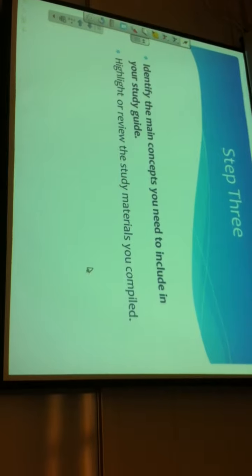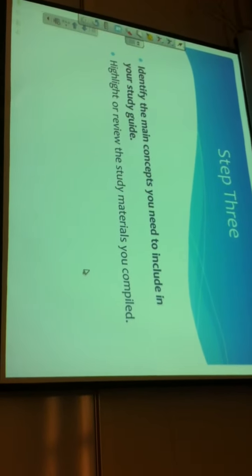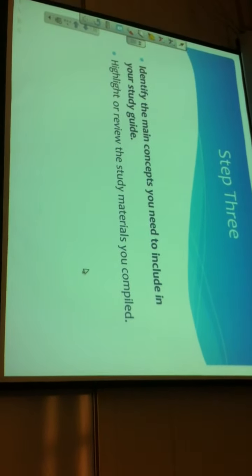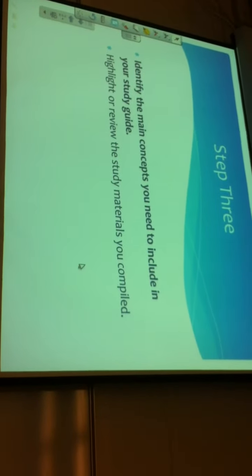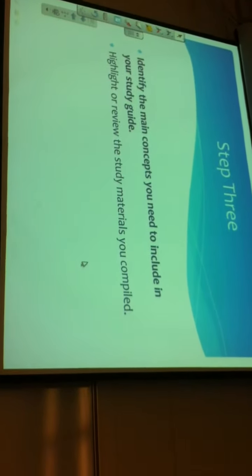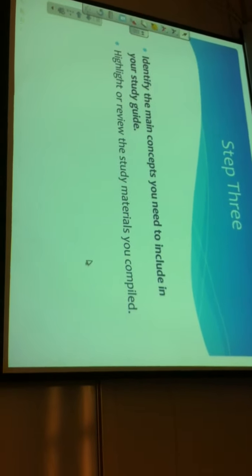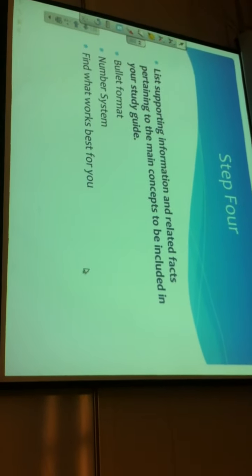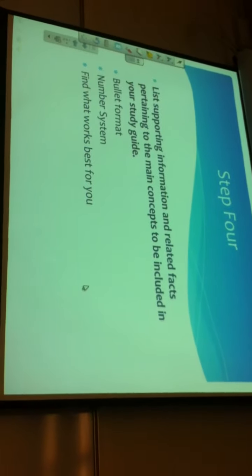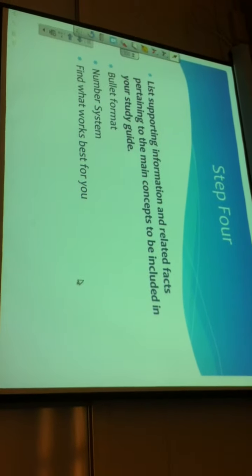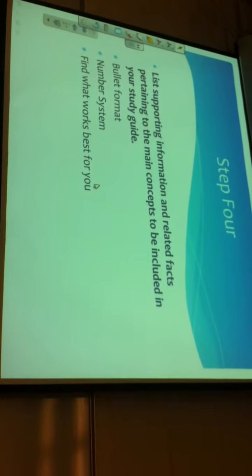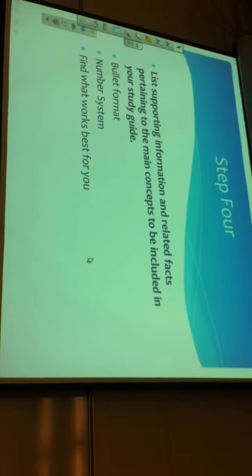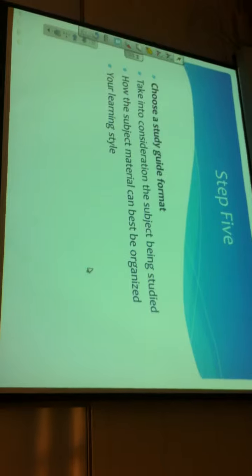You need to write and review the study materials you compiled. To be able to come up with meaning from what you've created, you need to combine them so they can make meaning. Step 4 is to list supporting information and related facts pertaining to the main concepts that you want to include in the study guide. This can be bullet format, a number system, or whatever works best for you.